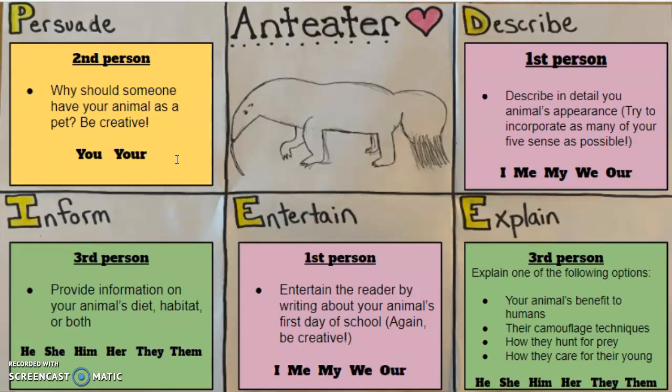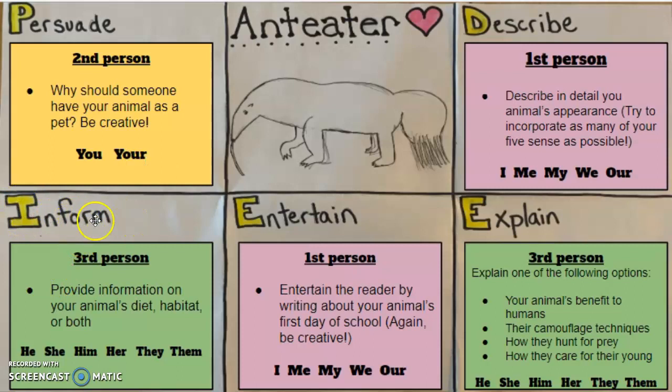You could talk about how an alligator would make the best bodyguard, and everyone should have a crocodile for a pet because you would never have to worry about getting picked on, because who would want to go up against a crocodile? So you're having fun with this, but making a strong case as to why someone should have your animal as a pet. That's the persuade box.